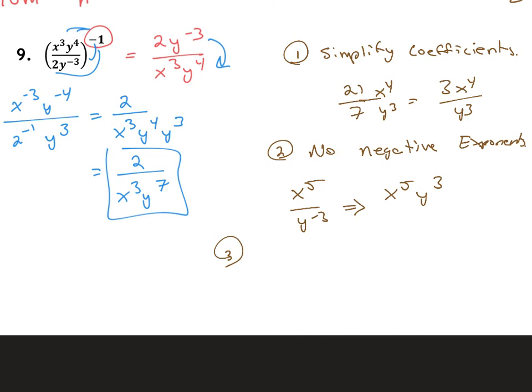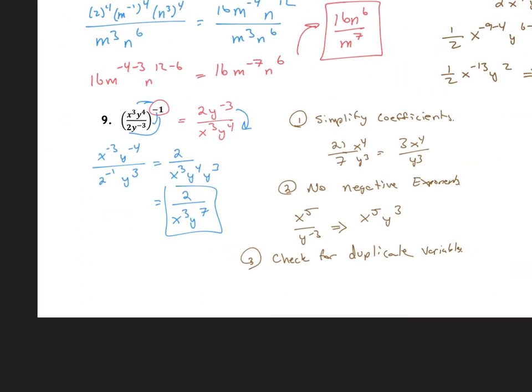And lastly, check for duplicate variables. D-U-P-L-I-C-A-T-E, there we go. So I can't have duplicate variables. I can't have x, I can't have y, I can't have z in multiple spots. So those are your 3 general rules.